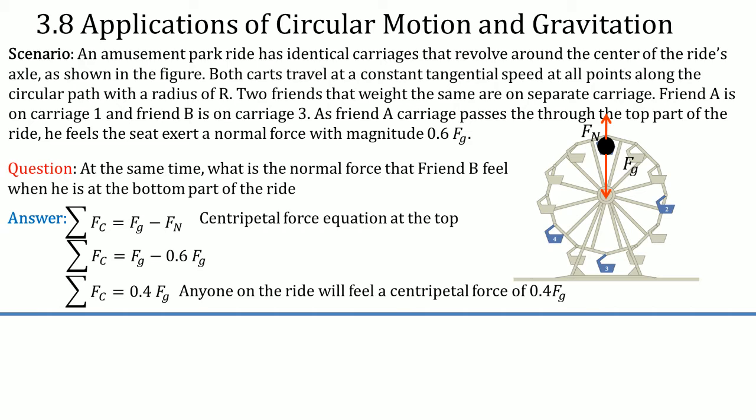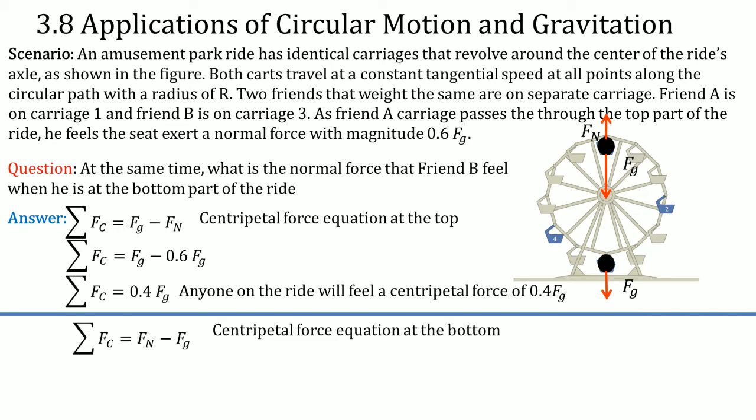Now, we did this so we can now look at the friend that is at the bottom of the ride. Fc, which is the centripetal force at the bottom of the loop, has Fg pointing down and Fn pointing up towards the center. So the Fc is different at the bottom of the loop. It's Fn minus Fg. Now we can plug in the centripetal force of 0.4 Fg because we showed that anywhere in the circle they should still feel the same centripetal force.